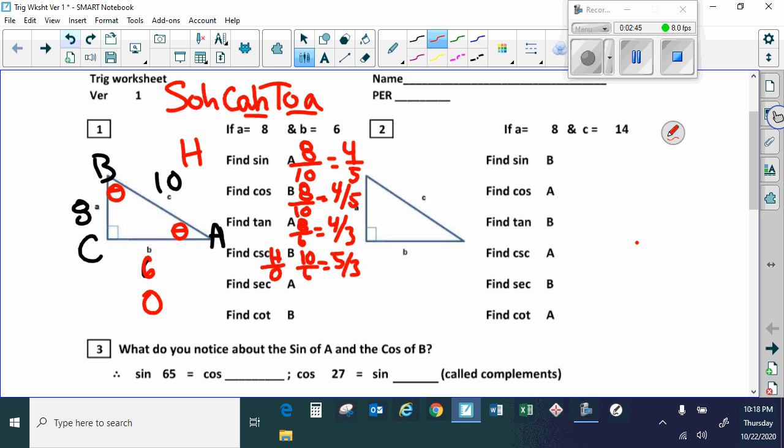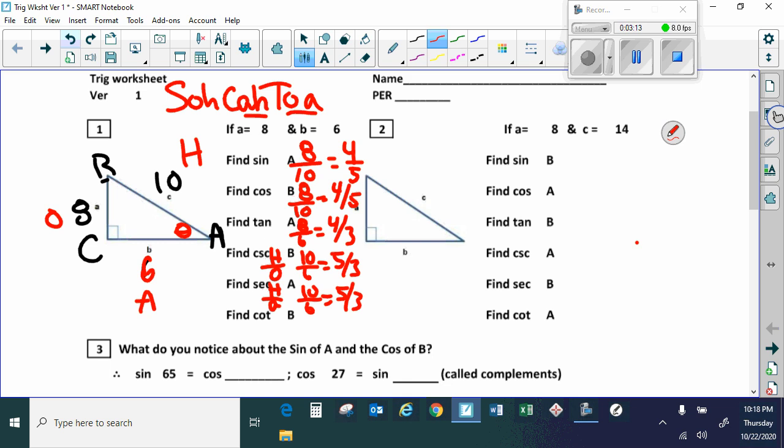The secant of A. Okay, so if theta is at A now, then this is the adjacent, and this is the opposite. Secant is the reciprocal of cosine. Cosine is adjacent over hypotenuse, so the reciprocal will be hypotenuse over adjacent. So 10 over 6. Again, it simplifies to 5/3.